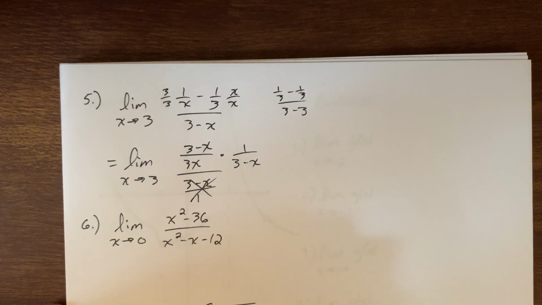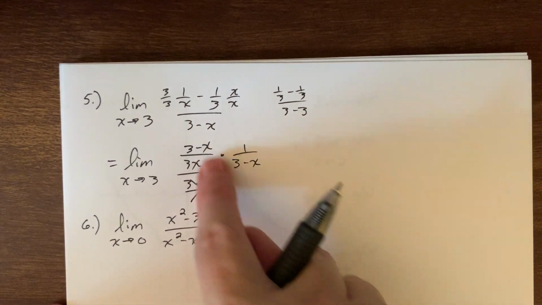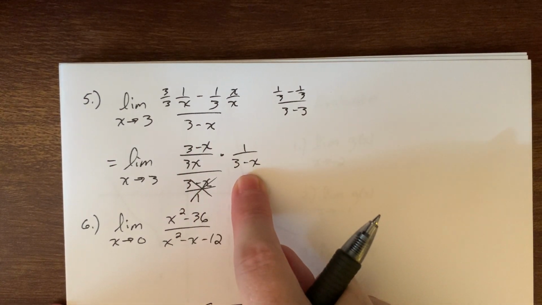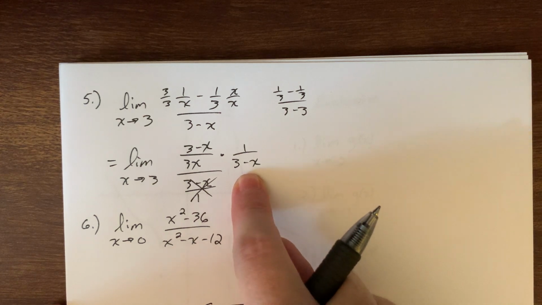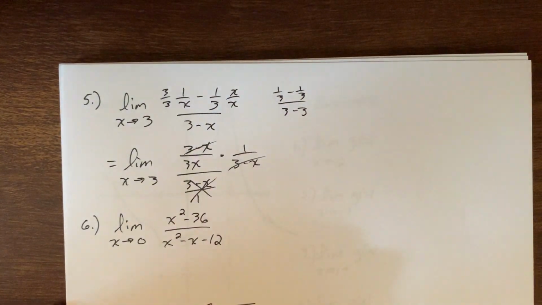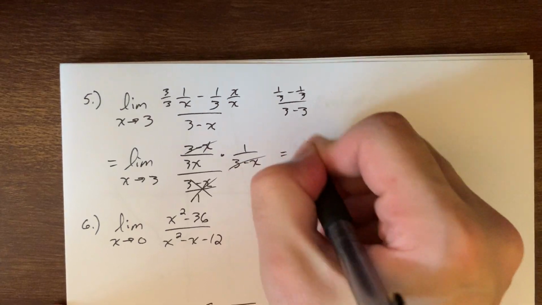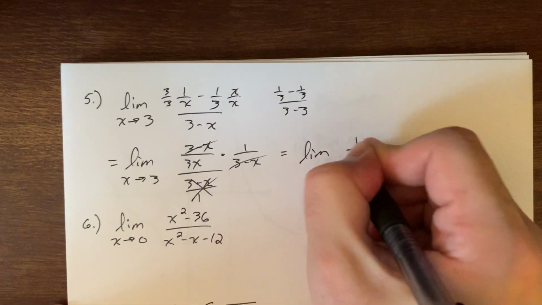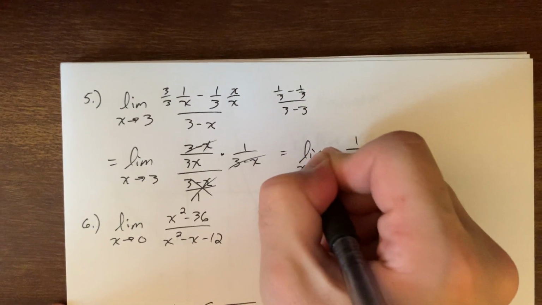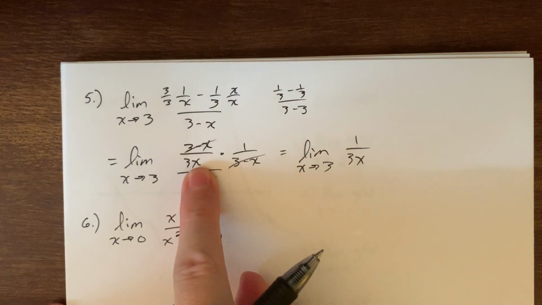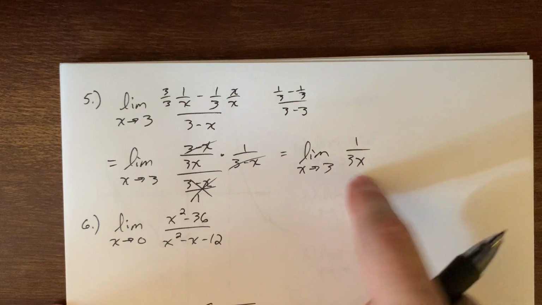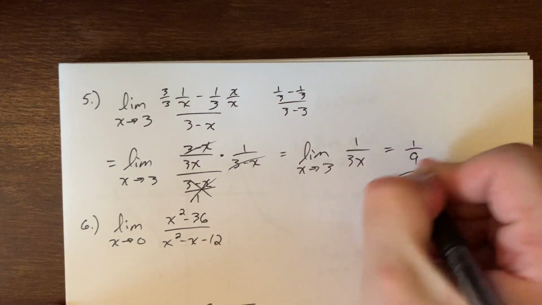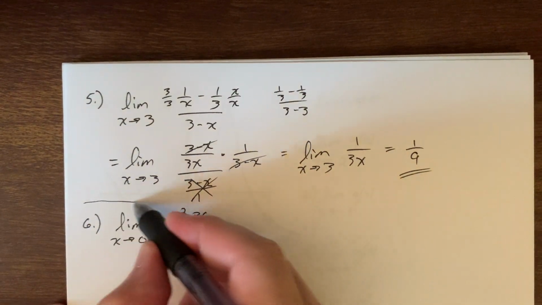Sometimes, and we saw some in the practice exercises, we might have to do a little bit more work before we see cancellation, but this one cancels very nicely. So I'm left with 1 on the top, 3x on the bottom. A lot of manipulating, nice simplification. Let's try and take the limit again. Plug in 3, and I get 1/9.